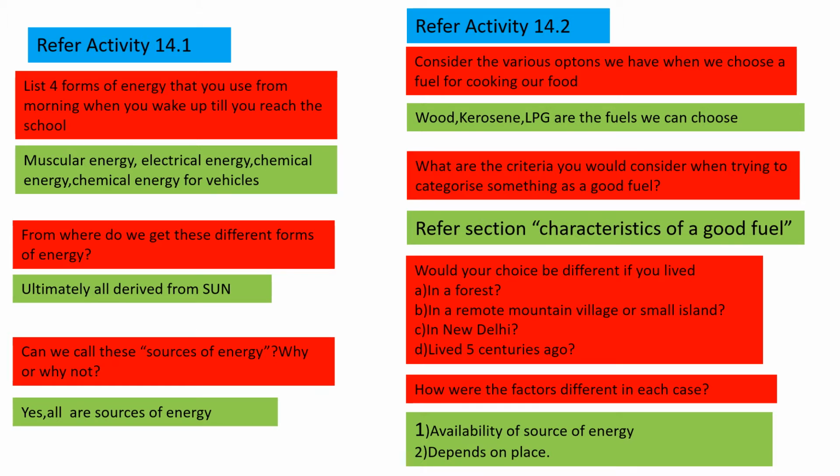So these are all the forms of energy that we're getting from some source or other. If you're talking about the chemical energy for the vehicles, then they are the fossil fuels that we are using, right? Petrol, diesel, CNG, all these are fossil fuels. So these are the ultimate sources from which we are getting all this energy. But you know what? All these forms of energy are indirectly or directly related to the sun.